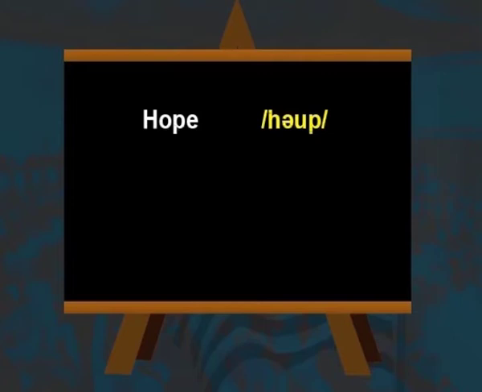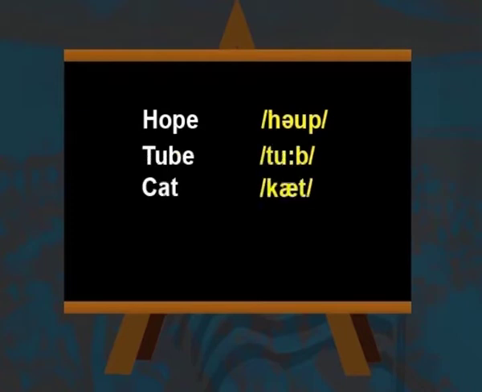If we look at examples: hope, you have to produce that sound p, though it comes in the final position. Tube, cat, t, wood, d. So these p, b, t, d sounds, when they come in the final position, have to be pronounced, they have to be produced. And then pronouncing all friction sounds is also very important.